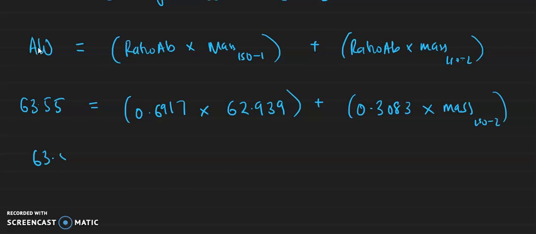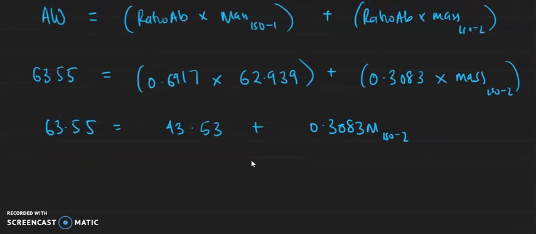Solving the equation, when we solve this bracket, we get 43.53 plus 0.3083 times the mass of ISO 2. Okay. So when we bring this to the other side, we subtract 63.55 with it. We will get 20.02, and that equals 0.3083 times the mass of the second isotope.